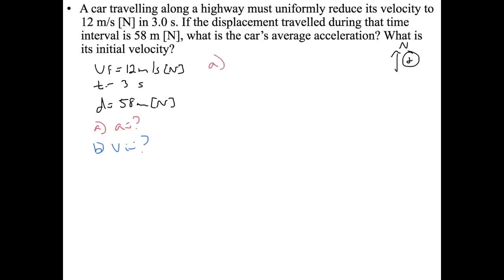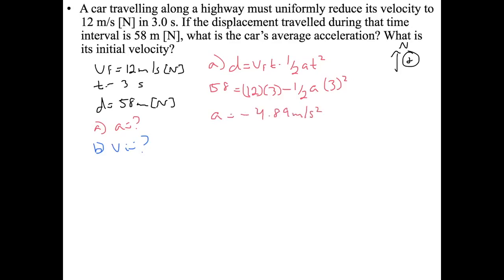What is the car's acceleration? Well, let's use an equation. Let's use D equals VFT minus 1/2 AT squared. And we're going to plug in some numbers. We have 58. We have a VF of 12, a time of 3, minus 1/2 A, and then 3 squared. We do some rearranging. A equals negative 4.89 meters per second squared. Since it's negative 4.89, and since we need 2 sig digs, the acceleration is actually 4.9 meters per second squared south, because it's in opposition to motion.